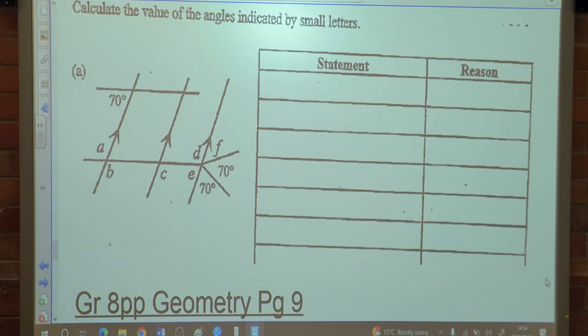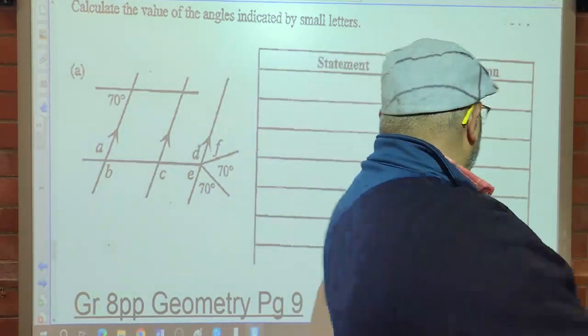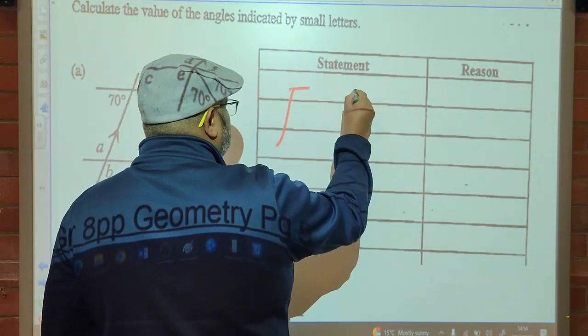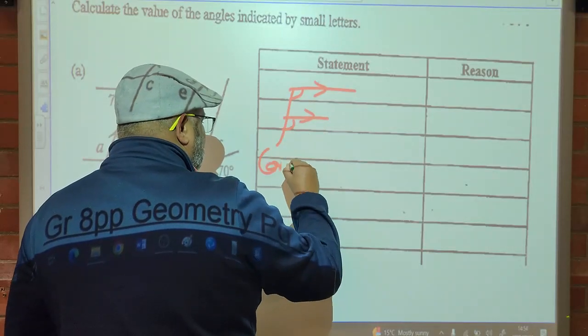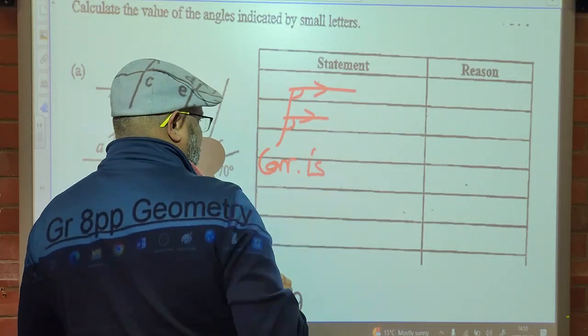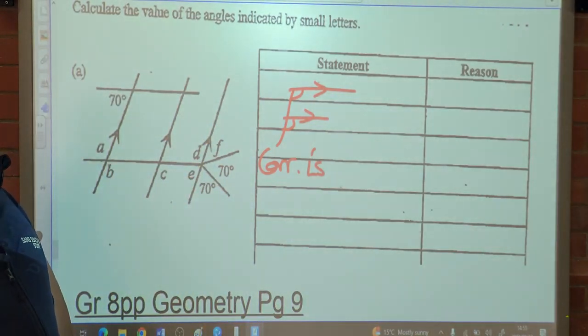Okay. Let's look at A. How can you calculate A? Right here on top of your page, Michael. Co-interior. Make a note. That is corresponding angle. Right there. It's not a joke.